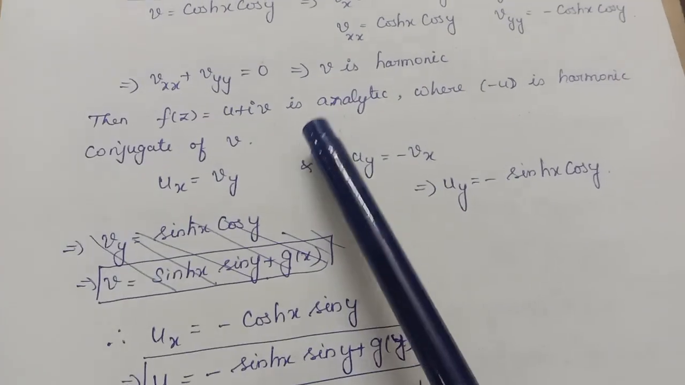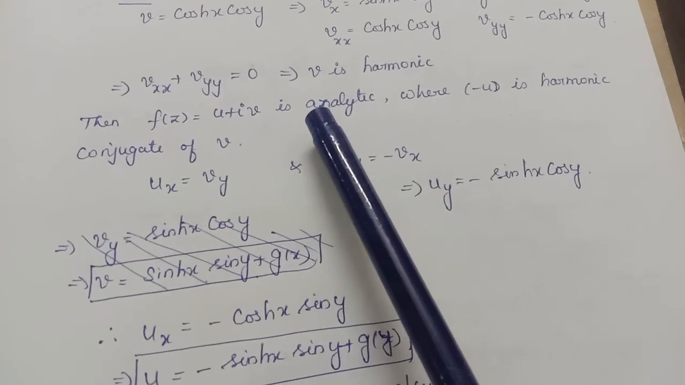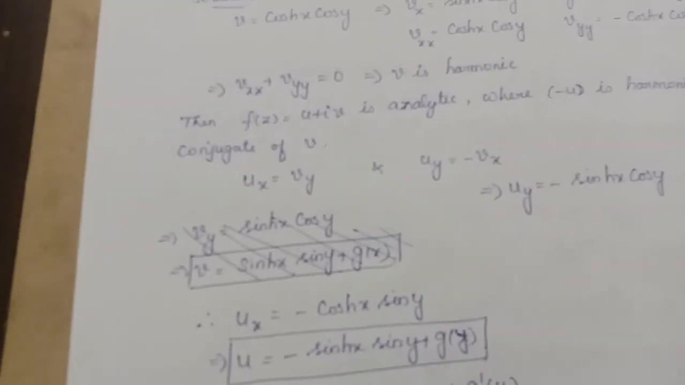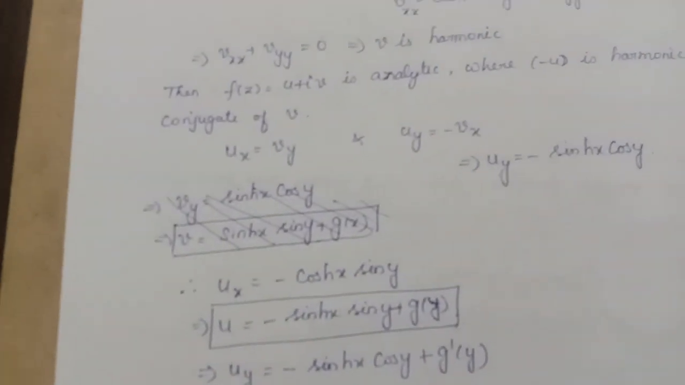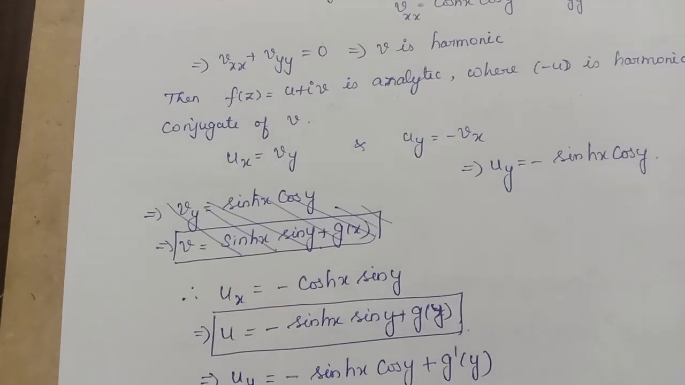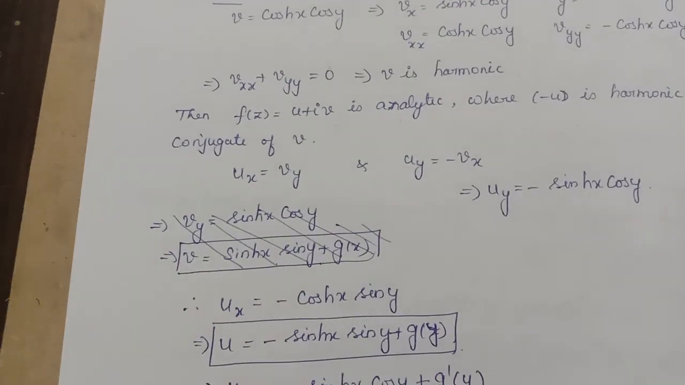Next one. If u and v are harmonic and satisfy the CR equation, then f of z equal to u plus iv is an analytic function. Since it satisfies the CR equation, what do we have? Ux equal to vy and uy equal to minus vx.